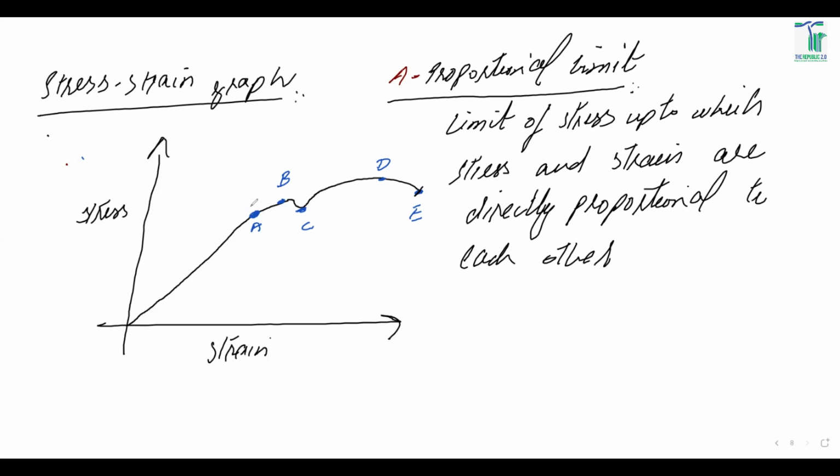You can see that this is a perfect straight line, right? So if you talk about this first part of the curve, this is a point up till which the stress and strain are directly proportional to each other. That is why we call it a proportional limit. And then comes the point B, which is basically known as the elastic limit.